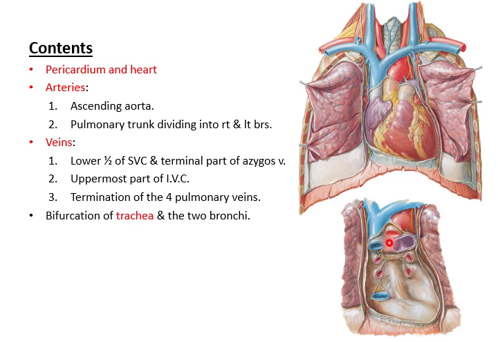In addition, we have the bifurcation of the trachea into the two main bronchi. On each side of the pericardium, we have the phrenic nerve and the pericardiacophrenic artery, which is a branch of the internal thoracic artery.